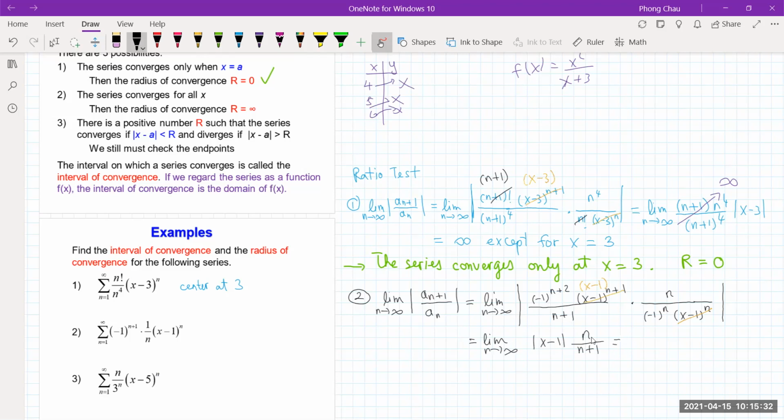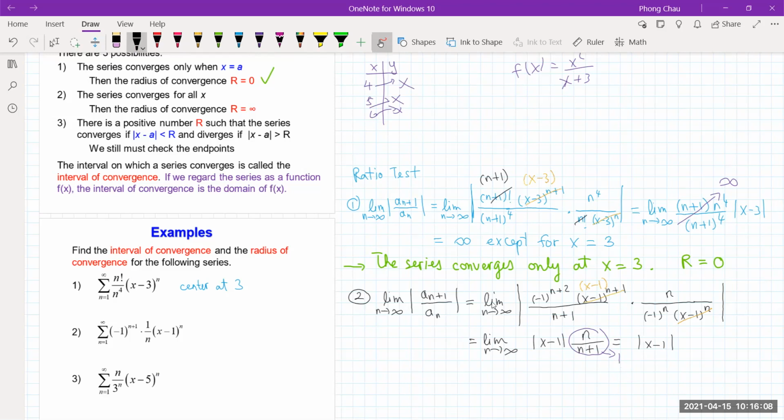Now, look at these fractions when n approaches infinity. The numerator and denominator have the same degree, so the limit is the ratio of the leading coefficients, in this case 1. So your limit now approaches 1, and we are left with the absolute value of x minus 1 there.